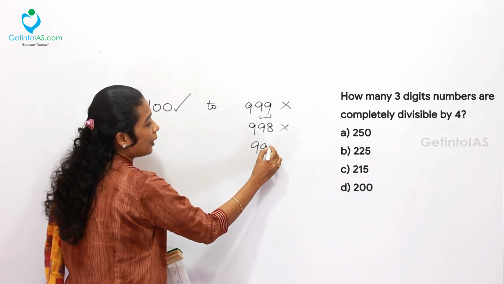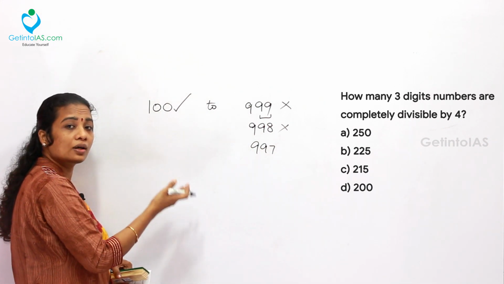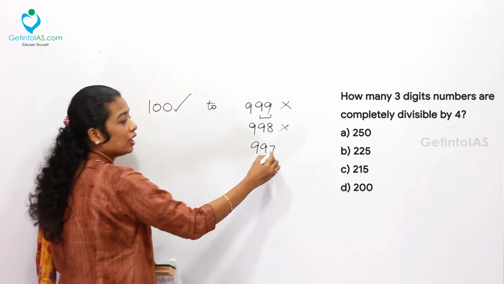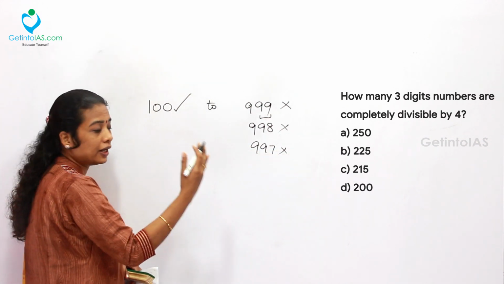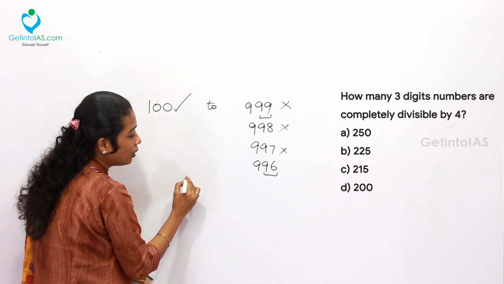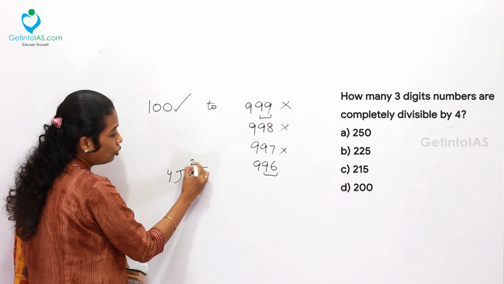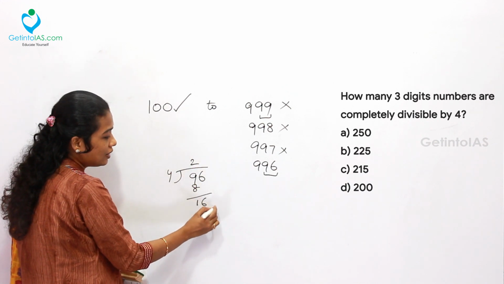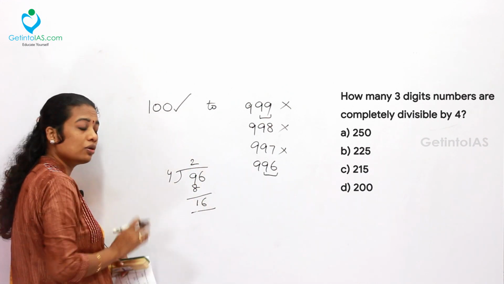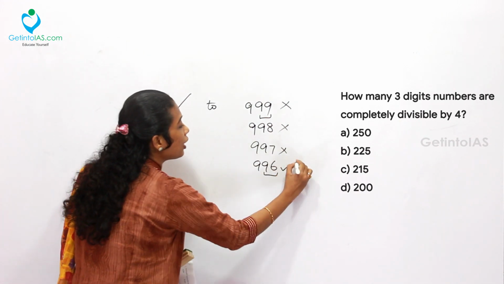Then the next one is 997. Being an odd number, there is no chance of it being a multiple of 4, since it is not even. So, you can simply delete it. The next one is 996. Here, focusing on the 96 part, simply divide by 4. 2 times 4 is 8, carry over 1, 16. 16 is a multiple of 4 completely. So, we can say this number is divisible by 4.